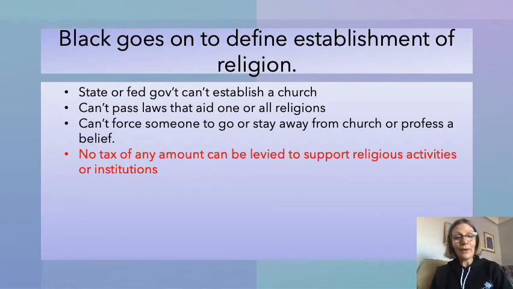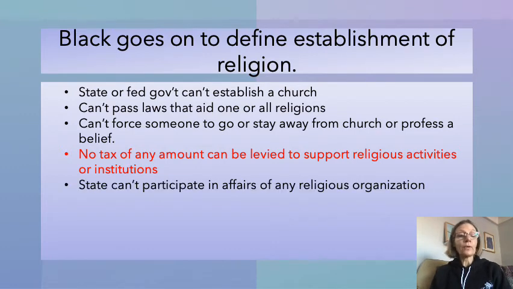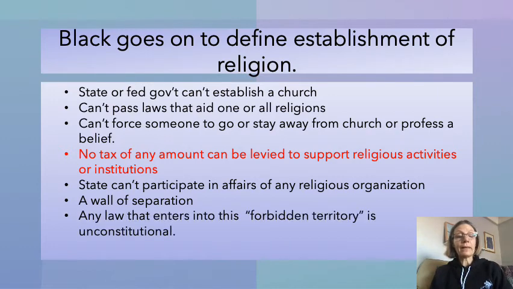I've got that in red because so many cases revolve around that tax support. States can't participate in the affairs of any religious organization, and there does need to be this wall of separation between church and state. And this is what he means by that wall. It basically says that any law that enters into this forbidden territory of these things he's enumerated as constituting an establishment of religion is unconstitutional.